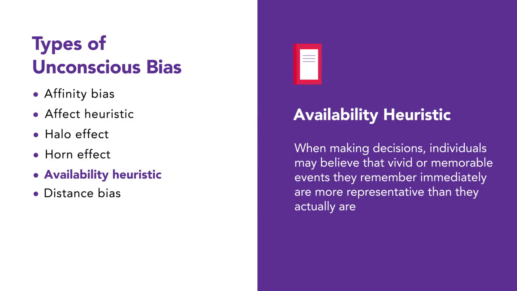Now, on to availability heuristic, also known as the availability bias. When making decisions, individuals might believe that vivid or memorable events they remember immediately are more representative than they actually are. For example, a hiring manager might choose a candidate based on their attire, despite the candidate having similar qualifications as another candidate, because the memory of the first candidate's untidy attire is more vivid and memorable.